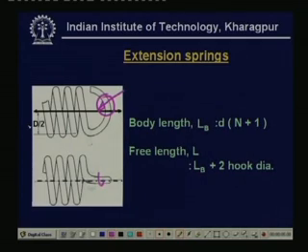Now, you can see the simple relationship: the body length LB is given by d into (N plus 1), where N again stands for the active coils, and the free length is the body length LB plus 2 times the hook diameter. So, only two nomenclatures define the extension springs.